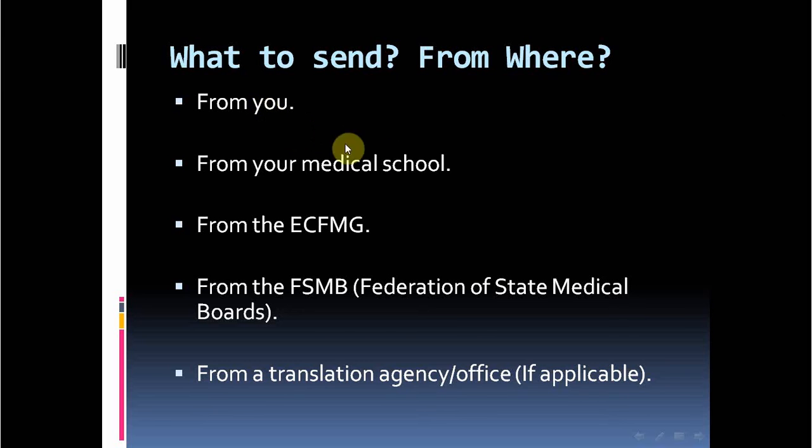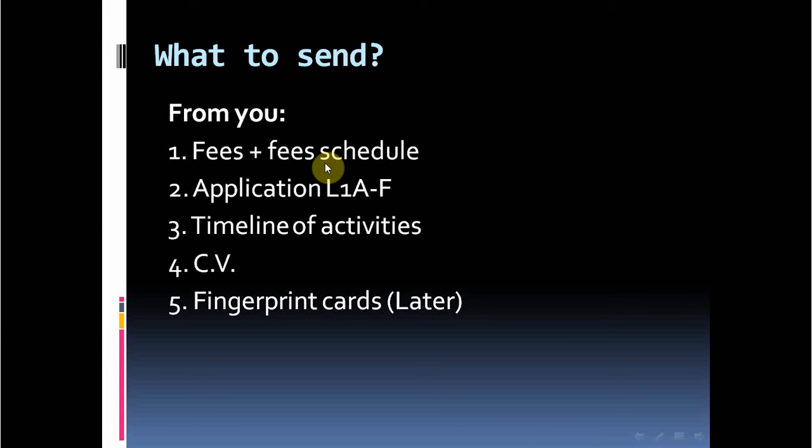Okay, so from you. I think it's a good idea if you can now have a pen and a paper and write down from you, your medical school, ECFMG, FSMB, translation agency. I'm going to tell you now what you need to send from your side, from your medical school, from the ECFMG, and from the FSMB. We're going to fill the gaps, okay? Alright, so what you need to send from you is the fees, plus the fees schedule. I will show you now what those are, and then the application form, which is L1A to F. It's 6 pages, L1A, B, C, D, F. That's the application you need to send from yourself.